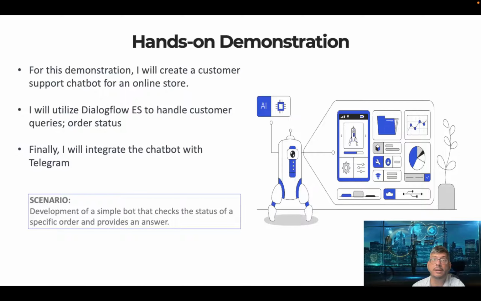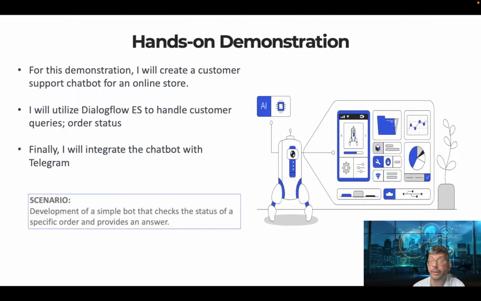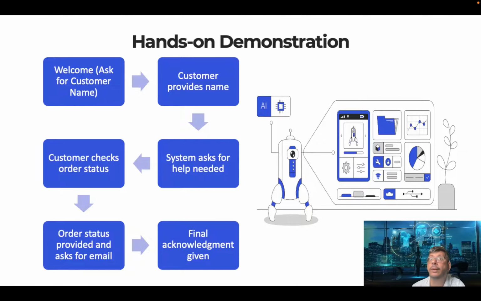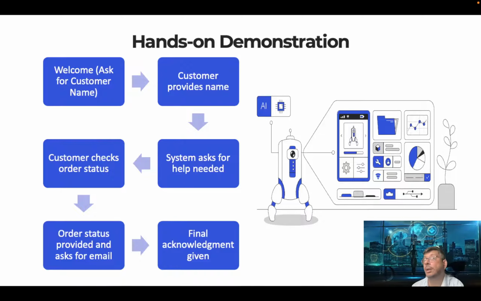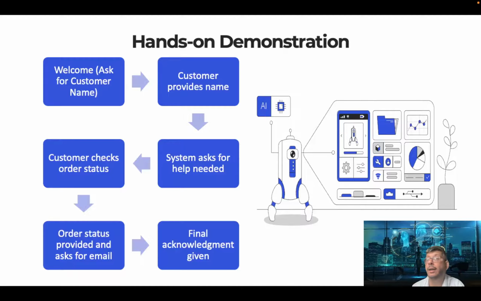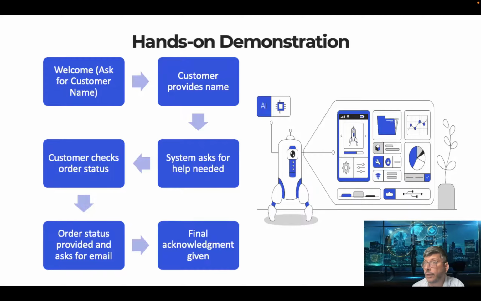So the scenario is a simple bot that checks the status of a specific order and provides an answer. This is the flow so that you can understand what we're trying to achieve. A welcome screen comes up, you ask for a customer name, the customer provides a name, the system asks what kind of help that you need, and the customer then checks the order status, and then the order status is provided, and the system asks for an email as a follow-up, and a final acknowledgement is given.